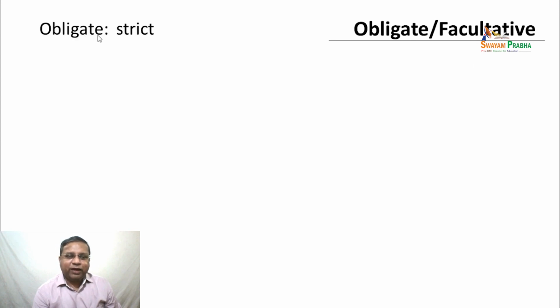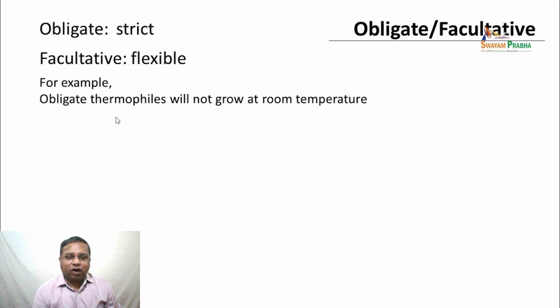Okay. There is another adjective that we should become familiar with, that is obligate or facultative. Okay, they go hand in hand, obligate on one side, facultative on the other side. What does that mean? Obligate means strict and facultative means flexible. This can be used in any context. We will introduce it in the context of temperature. For example, obligate thermophile, okay, strict thermophiles.